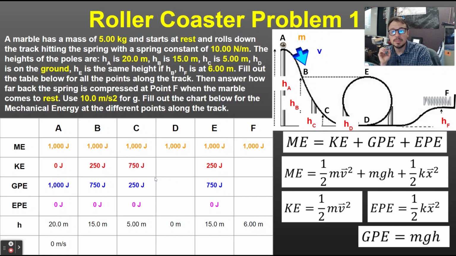I can do that for point C, point D. Notice point D on the ground. The height is 0. All the energy is kinetic energy. That's going to be the fastest point. And I can do it at point F.